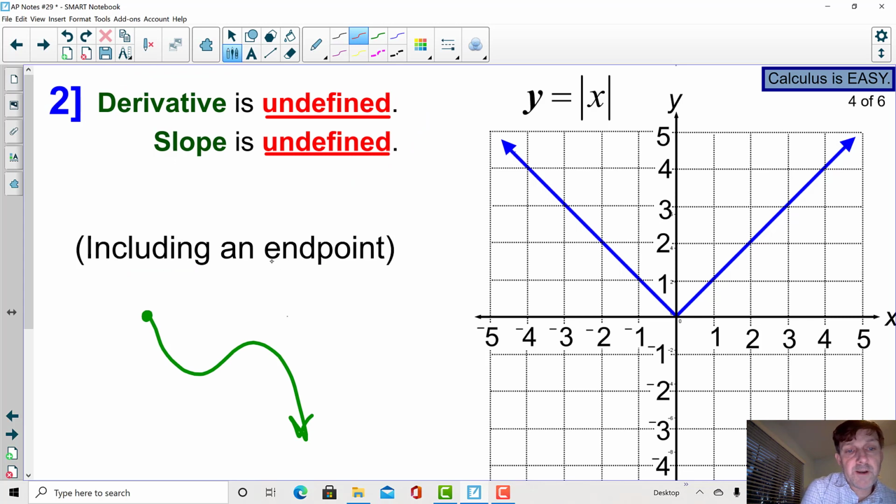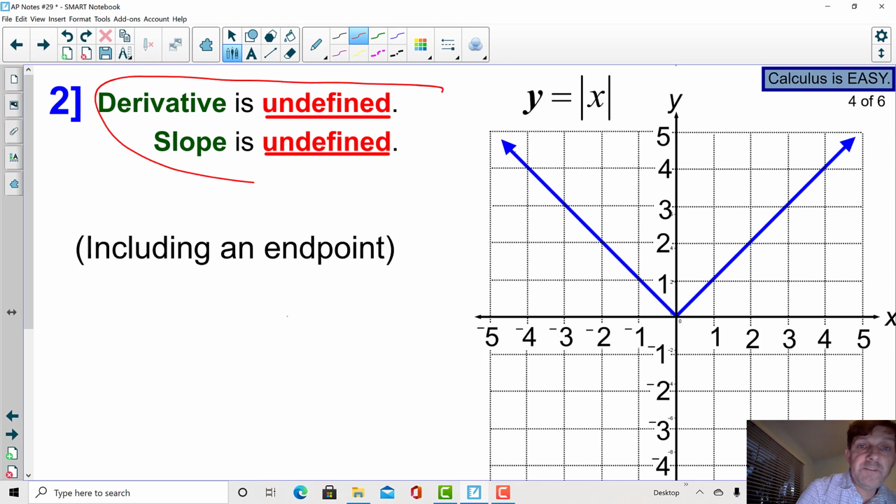Now I do want to clarify about at an endpoint. You cannot have a relative maximum at an endpoint, but you can have an absolute maximum. In order to get a relative maximum, you must be inside of an interval that contains that point. Same thing for relative minimum. You must be inside of an interval that contains that point. So an endpoint doesn't work for a local max or min. But if your derivative is undefined, like this situation here, that is one more place where you might have a max or a min.